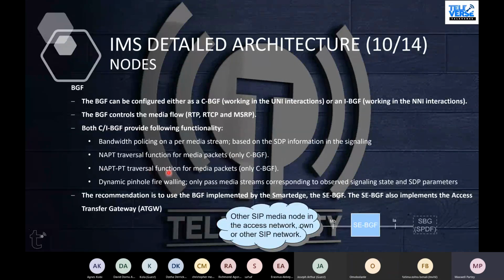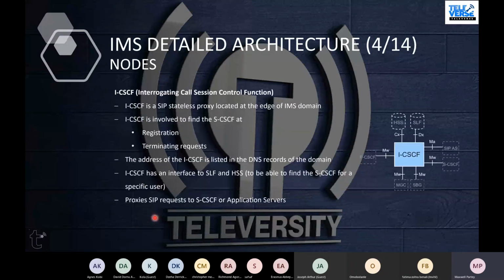TPT traversal functionality for media packets only, that's for the C, also for the CBGF. And then the dynamic pinhole firewalling also passes media streams corresponding to observed signaling rate and then SDP parameters. So let me read this one before. The recommendation is to use the BGF implemented by the smart edge, that's the SCBGF. The SCBGF also implements the access transfer gateway, ATGF.